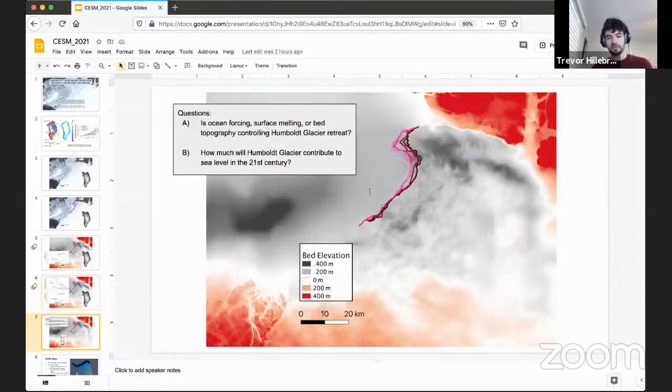So the goals of this project in the long term are to understand the retreat of Humboldt Glacier and what is the primary forcing here and what will control it in the future, and then to project the retreat and sea level contribution from Humboldt over this century.